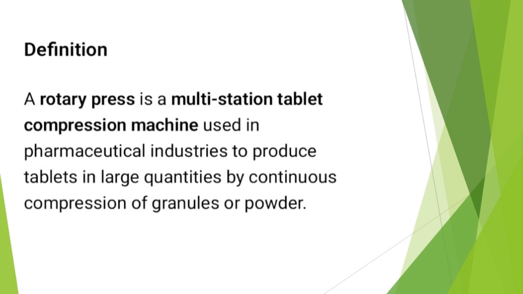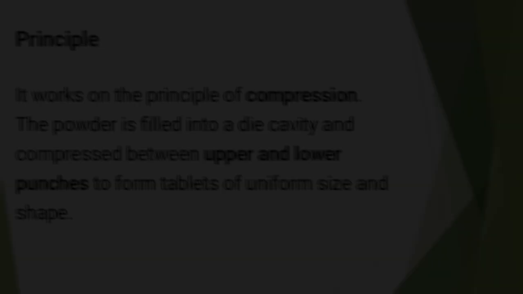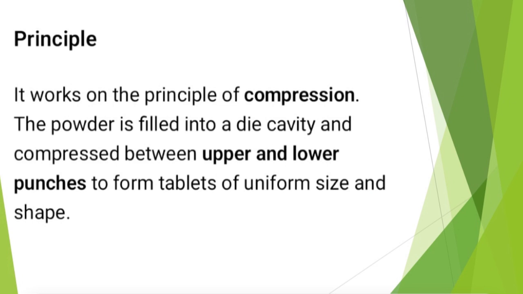Next we will see about the rotary press machine principle. It works on the principle of compression. The powder is filled into a die cavity and compressed between upper and lower punches to form tablets of uniform size and shape.